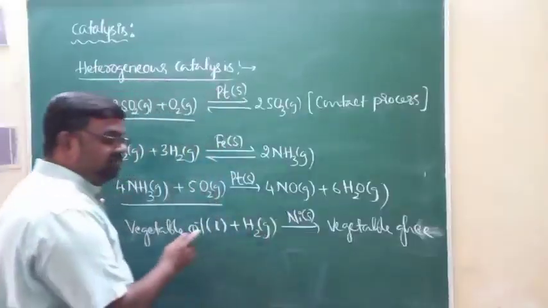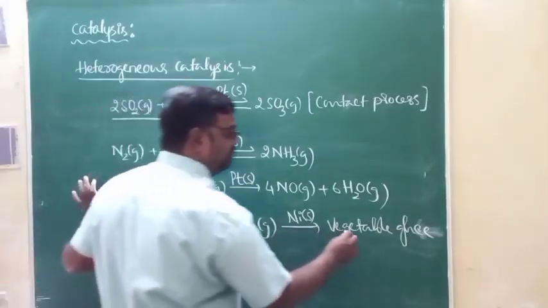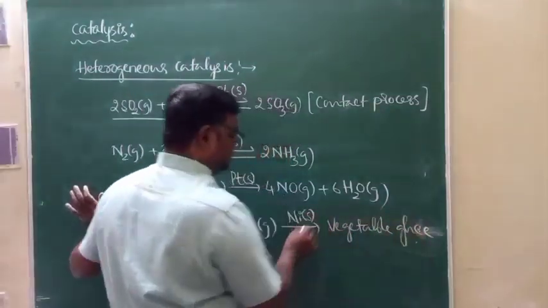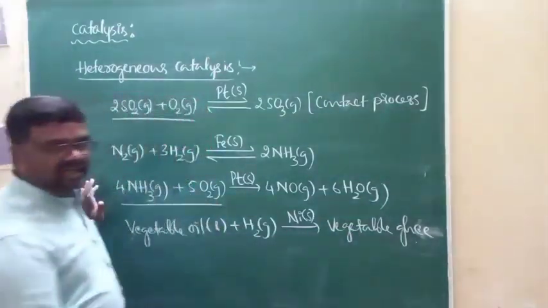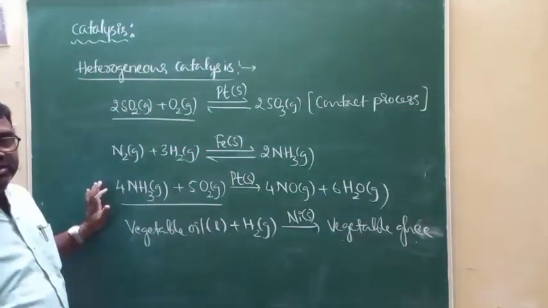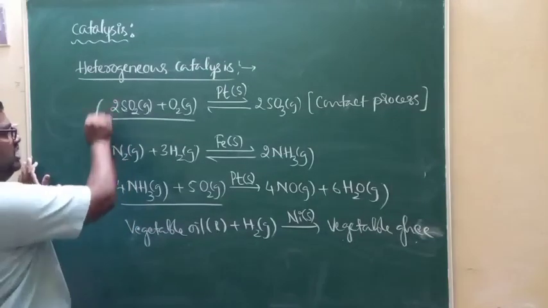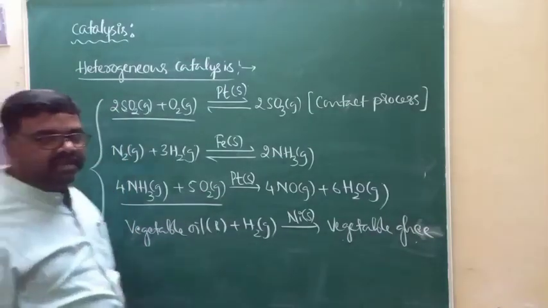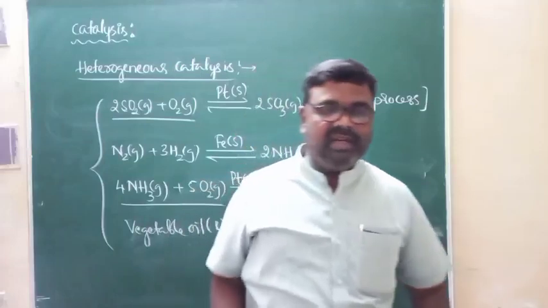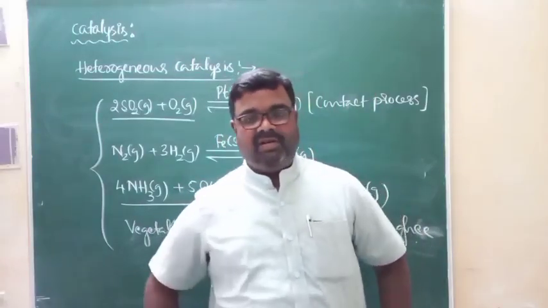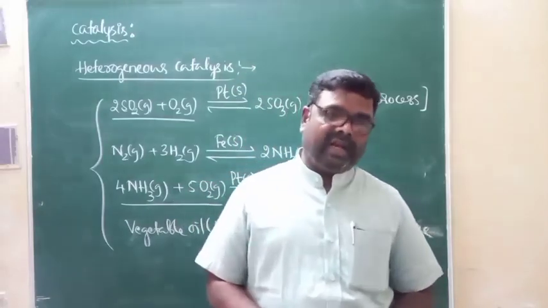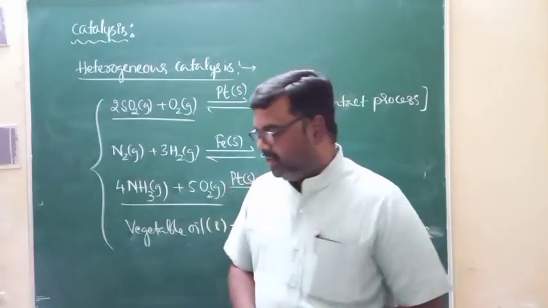That is, hydrogenation of vegetable oils leads to the formation of vegetable ghee in presence of nickel catalyst. That generally we call dalda, like that, is it not? That is the hydrogenation of oils. So these are all the examples for heterogeneous catalysis. So this is what we call classification of catalysis based on physical states of reactants and catalysts. Okay, now we'll see the next topic.